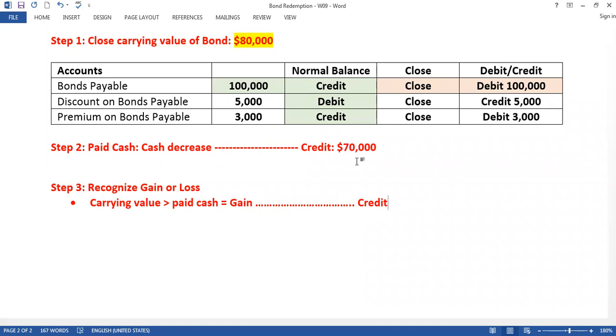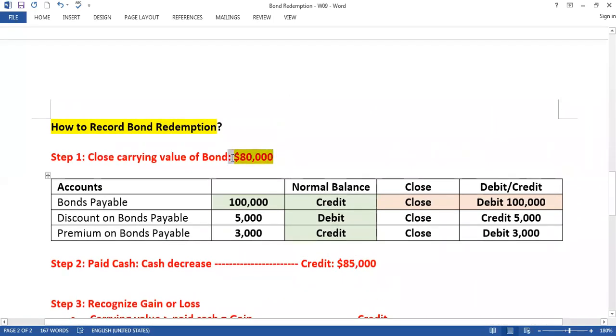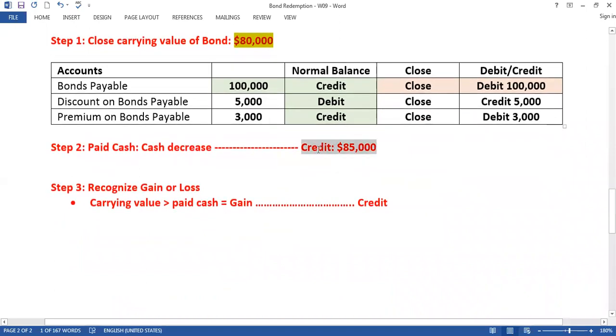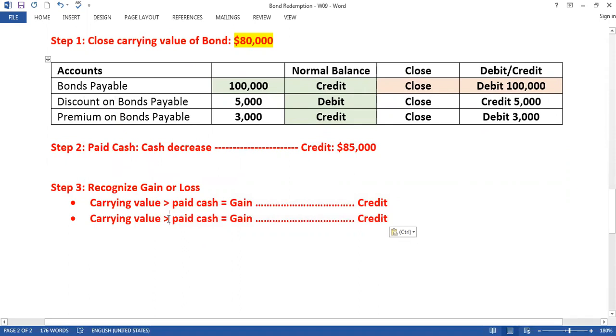Now think here. No, we are not going to pay 70,000. We are going to pay 85,000. So carrying value is $80,000, but we paid them $85,000. So what is the meaning here? Carrying value is lower, and we paid cash higher. So it is the bad news. It is our loss. And we record loss on the debit side.